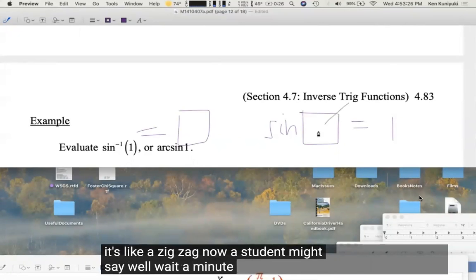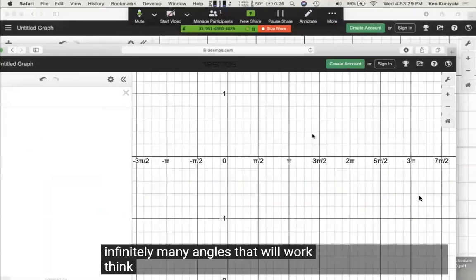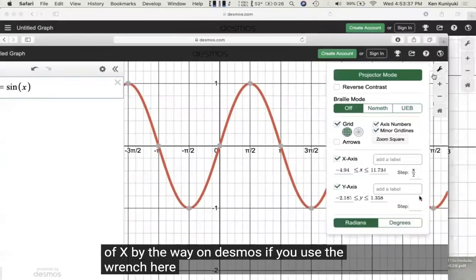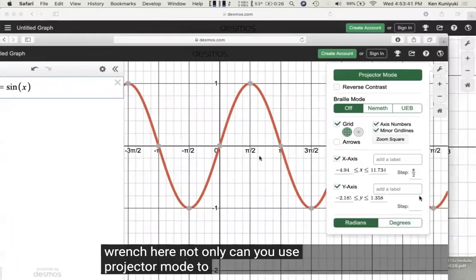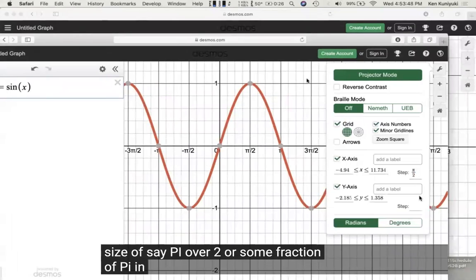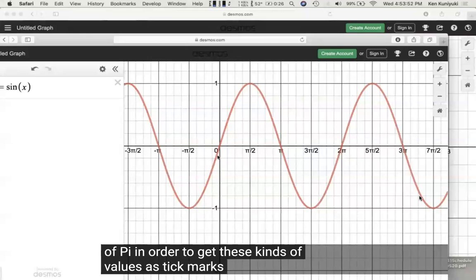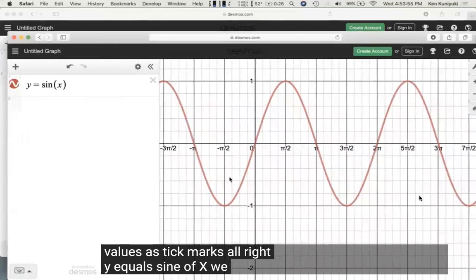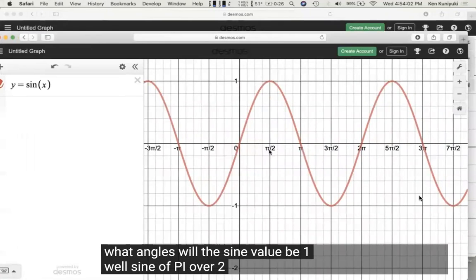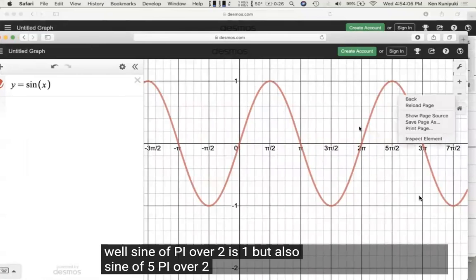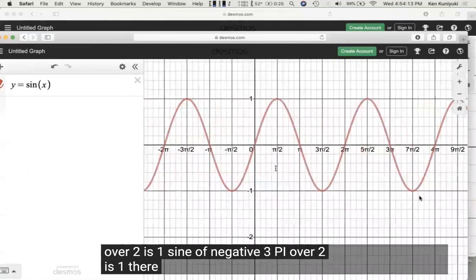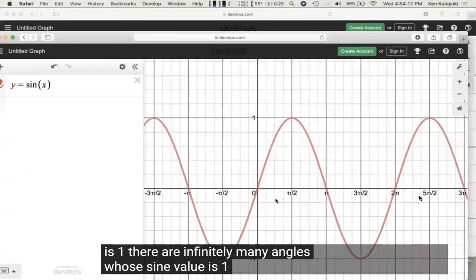Now, a student might say, well, wait a minute. There are infinitely many angles that will work. Think about the graph of y equals sine of x. By the way, on Desmos, if you use the wrench here, not only can you use projector mode to make things clearer, but on the x-axis, you can use a step size of, say, pi over 2, or some fraction of pi, in order to get these kinds of values as tick marks. All right, y equals sine of x. We want to know for what angles will the sine value be 1? Well, sine of pi over 2 is 1, but also sine of 5 pi over 2 is 1, sine of 9 pi over 2 is 1, sine of negative 3 pi over 2 is 1. There are infinitely many angles whose sine value is 1.